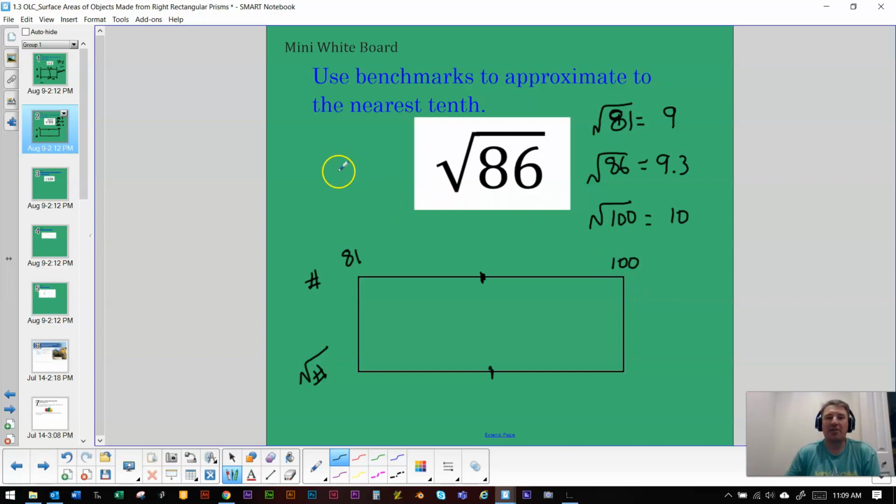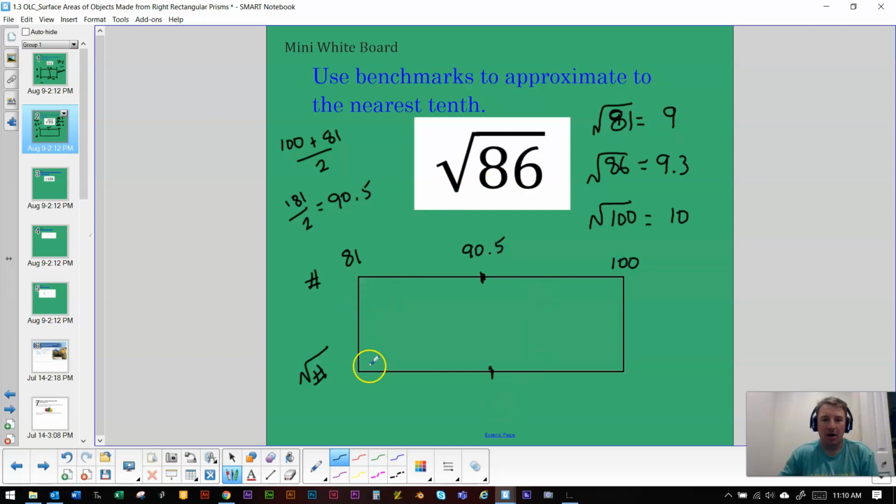And now we've got to decide what's in the middle between 81 and 100. Well, I could do an estimate of that, or we could just do what we did before. We could do 81 plus 100, divide it by 2 to find out what the midpoint is. So that's 181. Divide by 2, and that's going to be 90.5. So this middle point here is exactly 90.5.